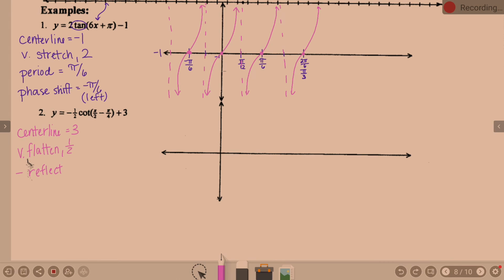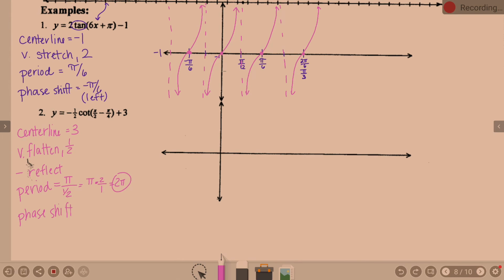Center line of 3. This is vertically flattened because 1/2 is a number less than 1. Notice I did not say negative because the negative is the reflection. Okay. Period is what? 2 pi, because pi divided by the b value of 1/2, and pi divided by 1/2 is pi times the reciprocal, 2/1, which is indeed 2 pi. The shift is positive pi over 2, which means to the right.